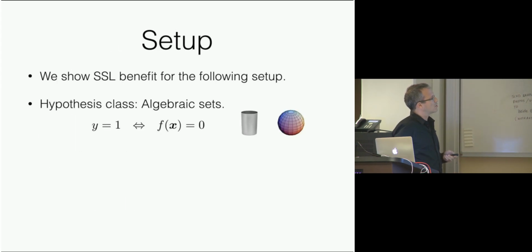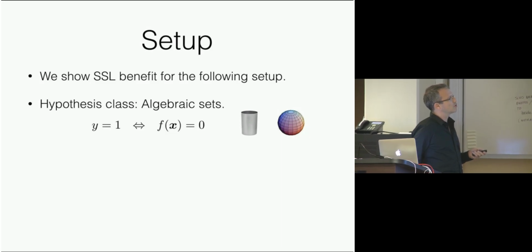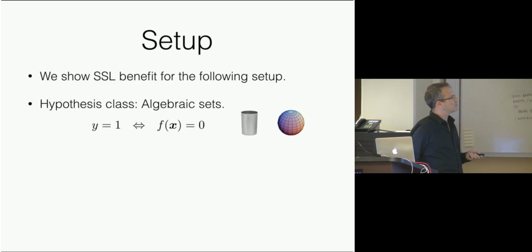Okay. So here's the setup that we consider. The hypothesis class that we consider are algebraic sets. So classifiers that are one on an algebraic manifold, namely the set of x's for which a certain polynomial vanishes. So here are some examples.